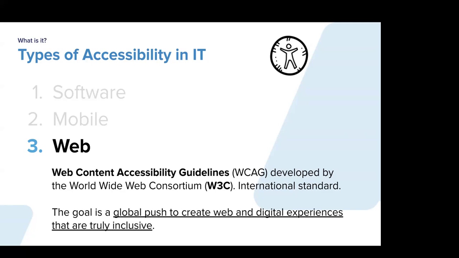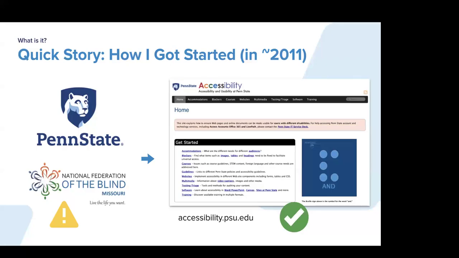So what do we use to measure accessibility? We use this thing called the Web Content Accessibility Guidelines, or WCAG. This was developed as an international standard years ago by the W3C. And the goal is a global push to create web and digital experiences that are truly inclusive.